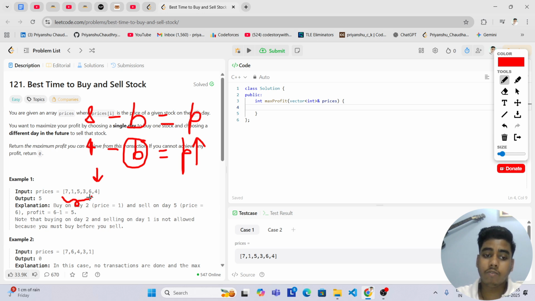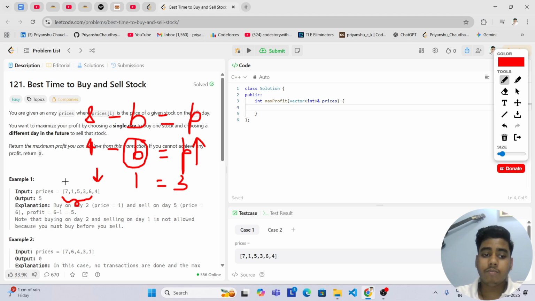Suppose I have chosen this day. Here the selling price is 4, so I will choose the minimum among these: 7, 1, 5, 3. So the minimum is 1. So if I sell at this day, the price is 4 and the minimum is 1, so here the profit will be 3.